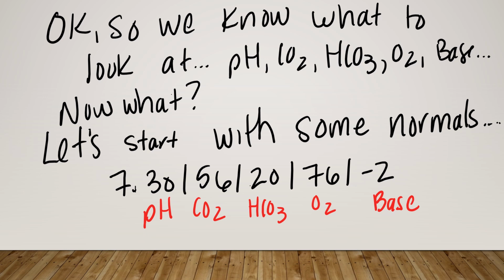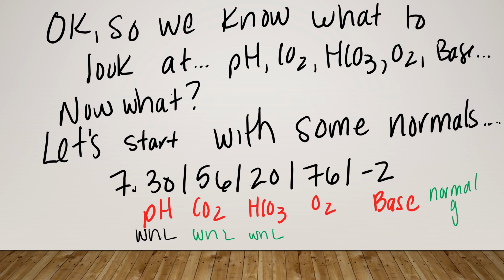The pH is 7.30, which we would consider normal. The CO2 is 56, which, yes, is on the high end of normal, but in our NICUs, we would consider this normal, also depending on what's going on with the baby and watching trends. And we have a bicarb of 20, which we would also consider normal. So we would consider this a normal blood gas.